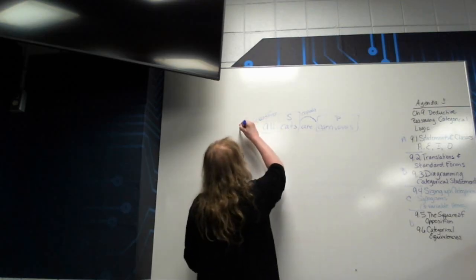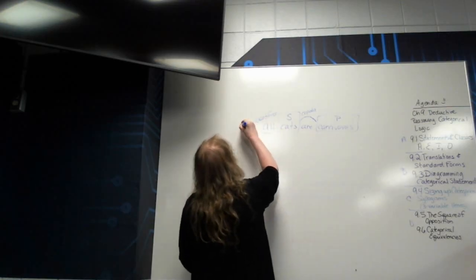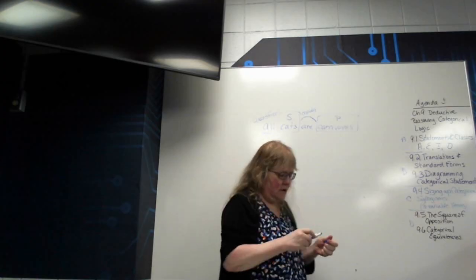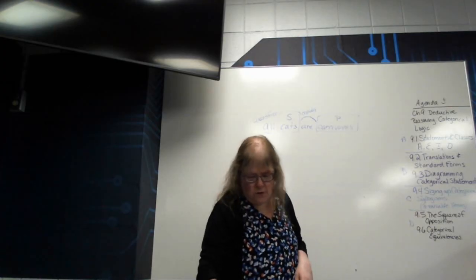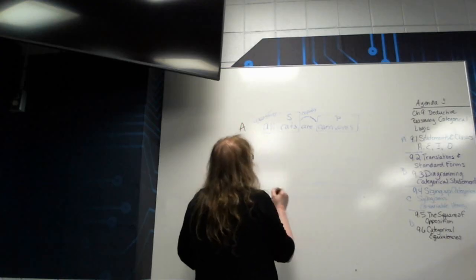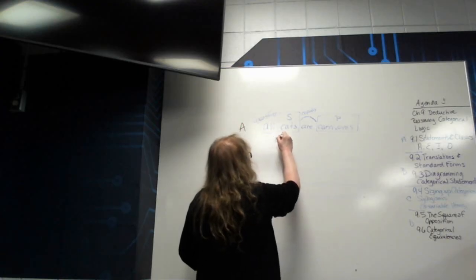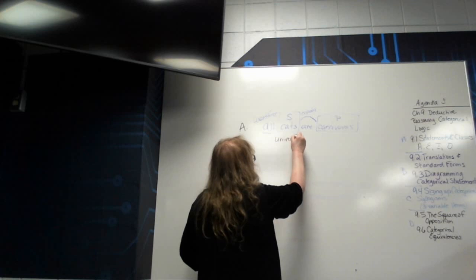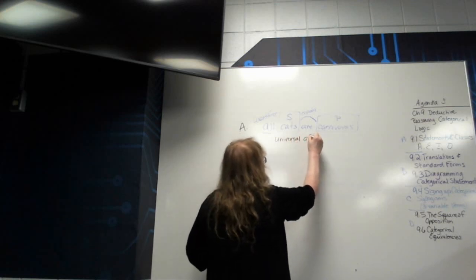So this is an A statement. Oh, I need to use a better marker. Can you see that? I don't think you can see that. We're going to go with this other one here. Don't worry about the color yet. Okay, that's an A statement. It's also, we call it a universal affirmative.